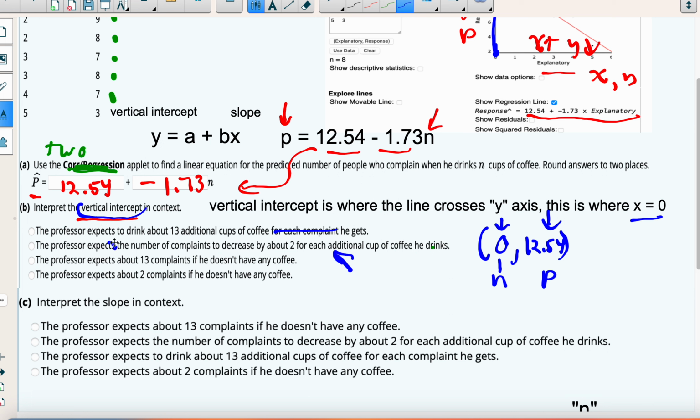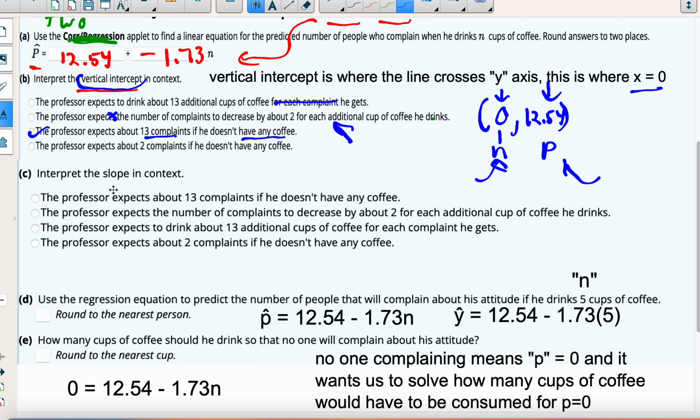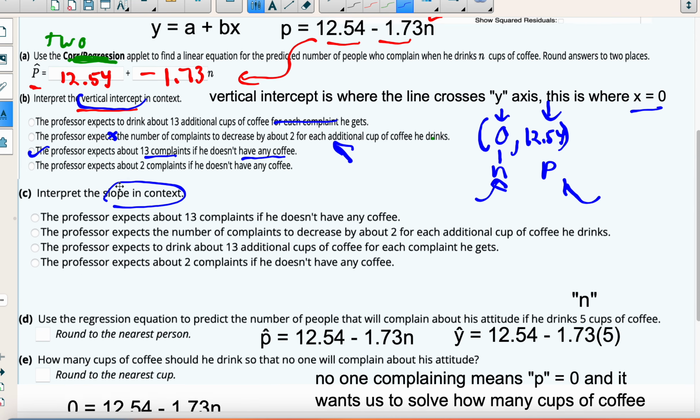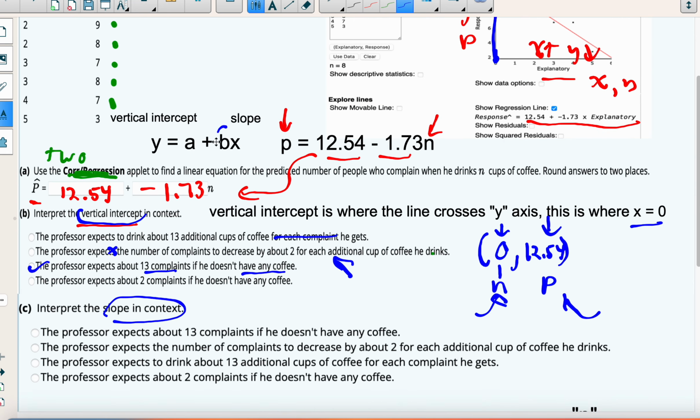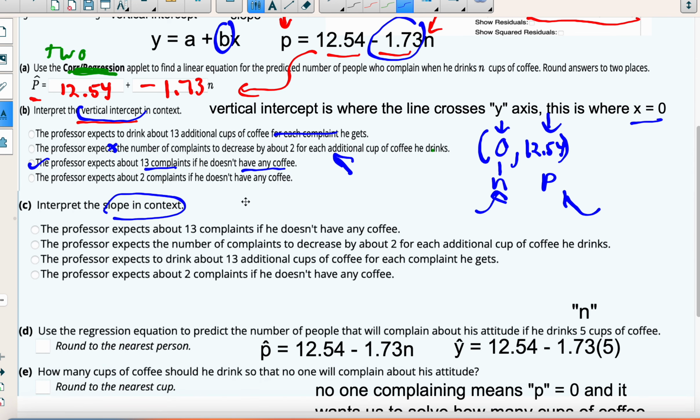Let's go to the next one. The professor expects to get about 13 complaints if he doesn't have any coffee. Yep. 0 cups of coffee, 13 complaints. Here's my answer. Interpret the slope in context. What is my slope? Slope is B. My slope is negative 1.73.